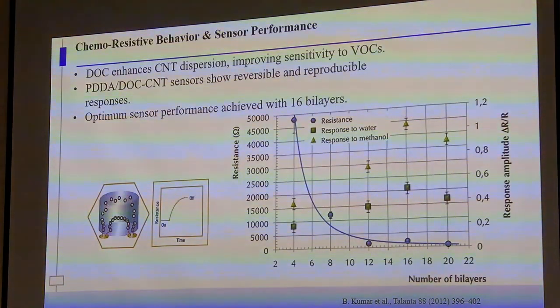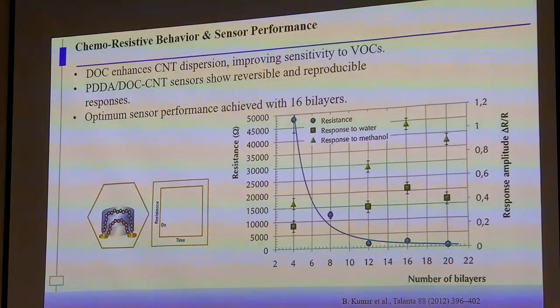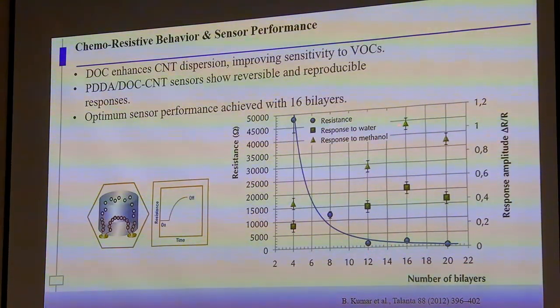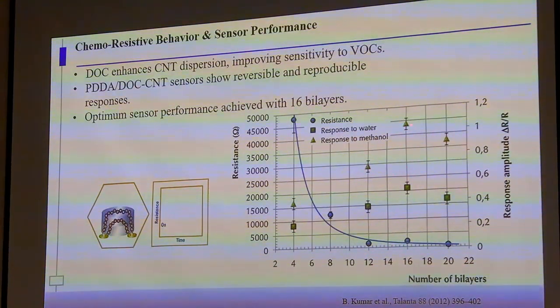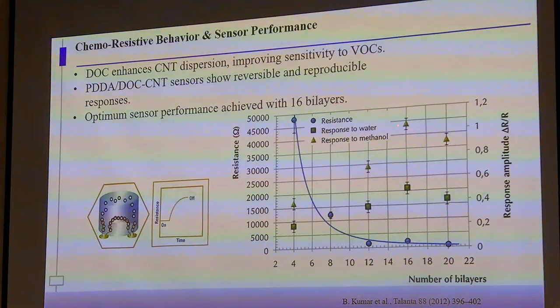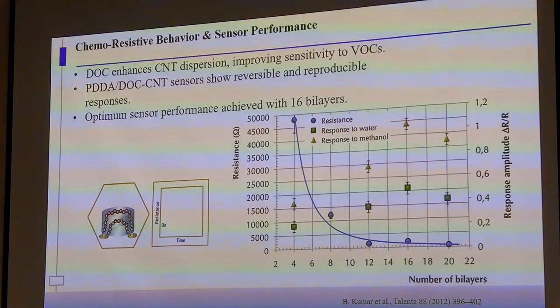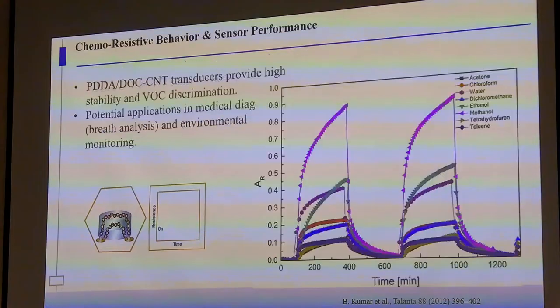And here it's about resistance and response to water or to methanol. Here the number of bilayers means the number of anionic and cationic layers. So you can see, for example, at 12 layers the response is here, but at 16 layers we have the highest response. So that's the optimum condition for sensing application, at least in this case.